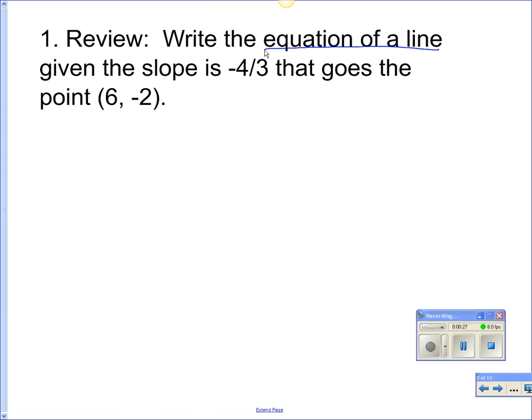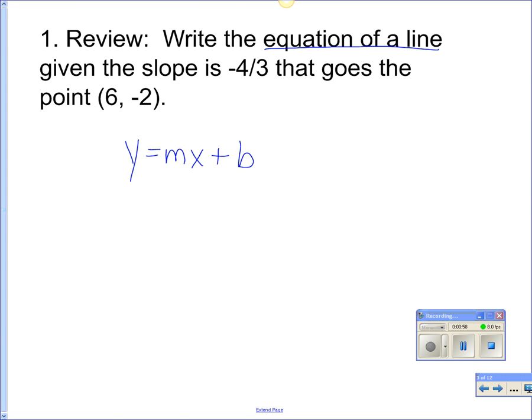It's right here, my fault, right smack in the middle of your paper, number 1. Okay, so underline equation of a line. That tells you what formula to use. What formula is it for equation of a line? All right, y equals mx plus b. That's the formula for an equation of a line.